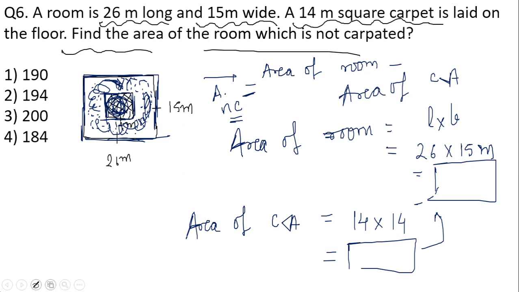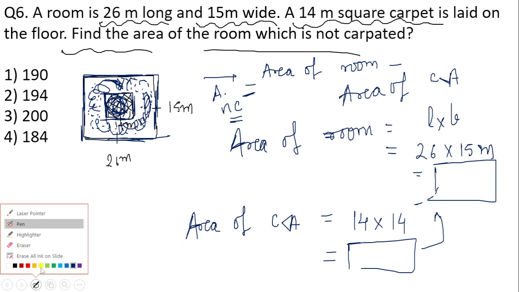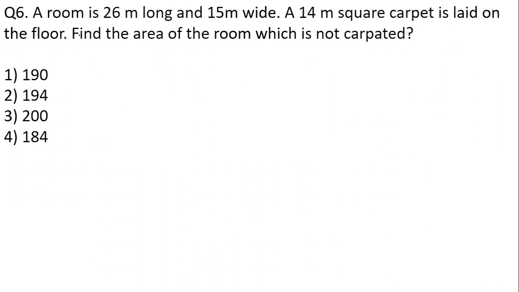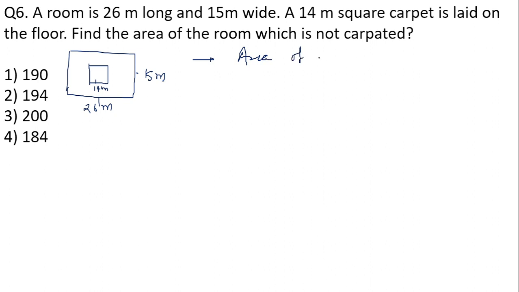Once again I'll explain this question. Here this was the total room, this was the carpeted area. 26 meter long and 15 meter wide is the room, and 14 meter is the side of the given carpeted region. So area of room will give us 26 into 15. 15 6s are 90 and 15 2s are 30. So this will give me 390.